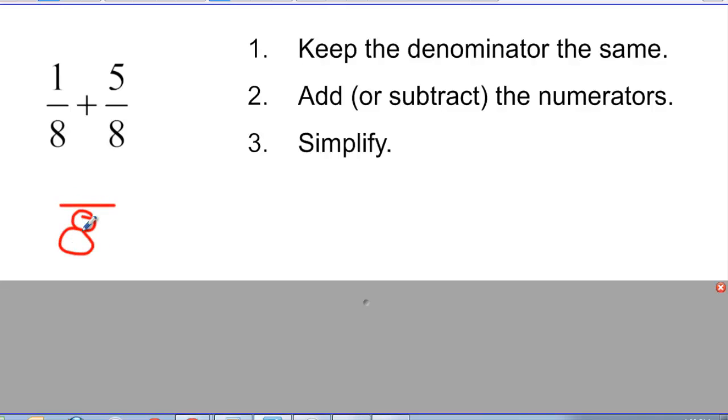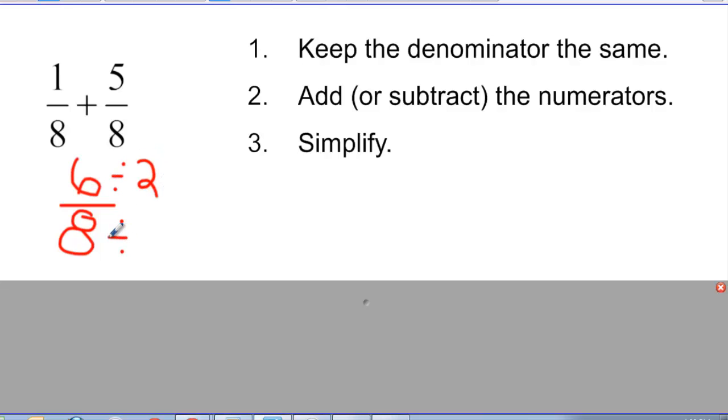So I will still have 8s because, again, when I'm adding, I am just counting up how many like pieces I have. And so I have 1/8 and then I have 5 more 8s. So I'm left with 6 8s. And then I just need to simplify that.